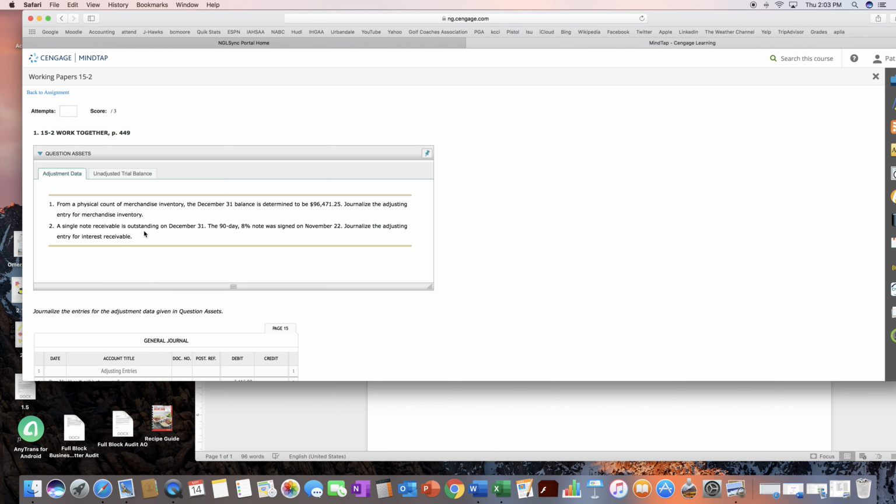The second one says single note receivable outstanding December 31st, 90-day 8% note started on November 22nd. Okay, we need to find out how much interest we have receivable coming, even though it's not up to date. We want to match that realization of revenue with this note. So we're not going to take all 90 days. That would be a mistake, even though we get used to saying that. Why aren't we doing it? It was signed on November 22nd. So we are only going from the 22nd to December 31st.